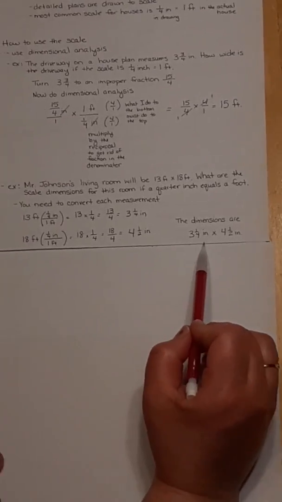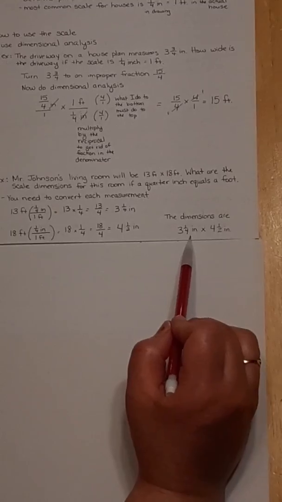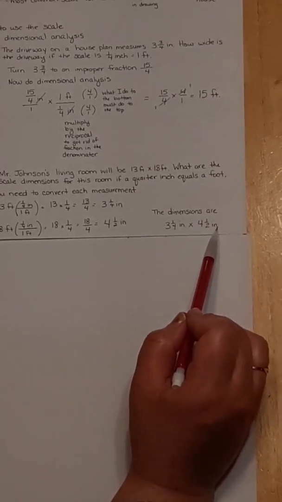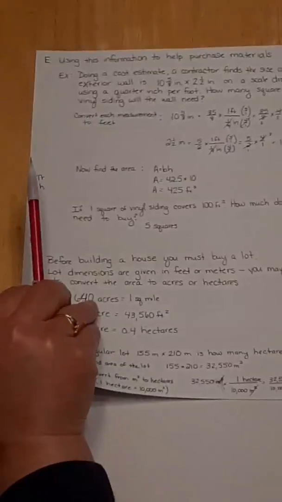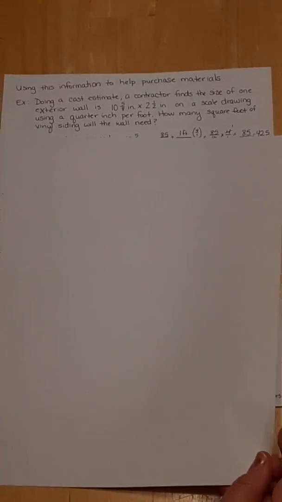So this is the correct way to write my answer. We tend to use this for measurements of rooms. And so it's 3 1/4 inch by 4 1/2 inch in our scale drawing. Okay, let's do another example here. We've got a lot of examples to show how we use this in the building situation.